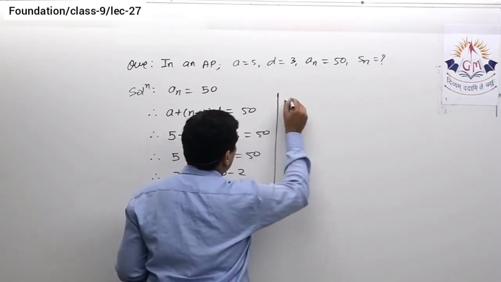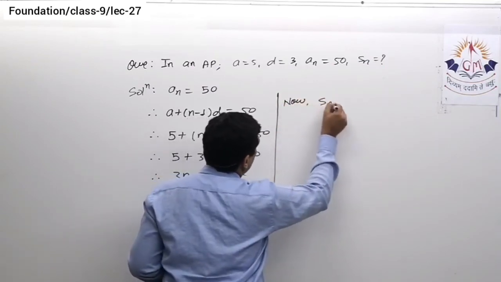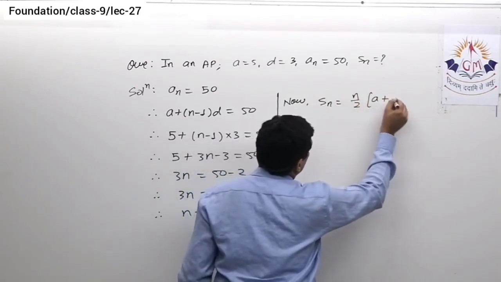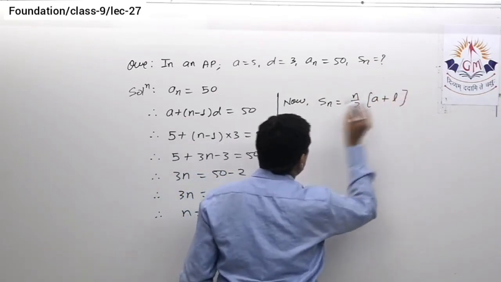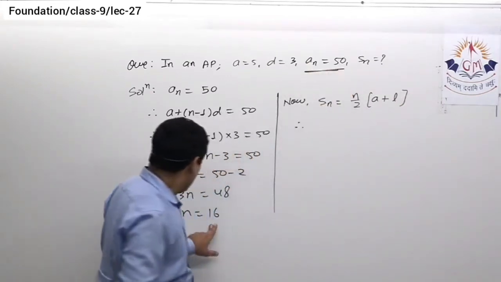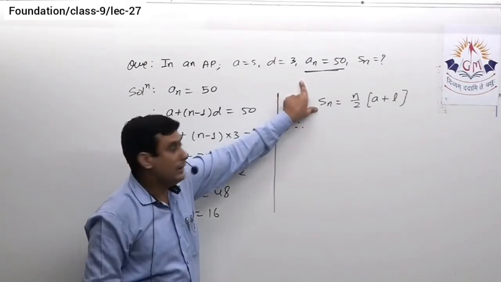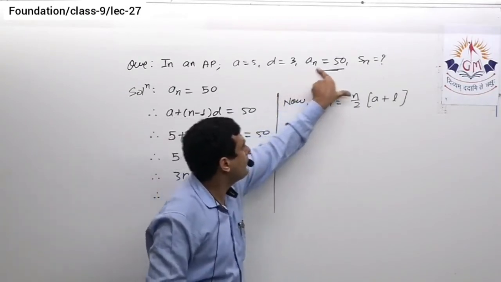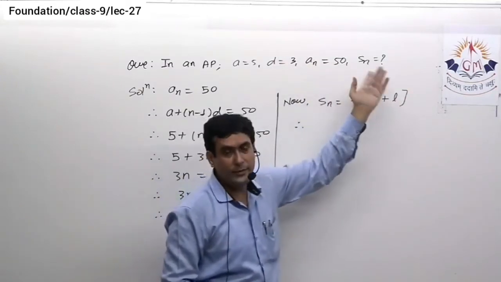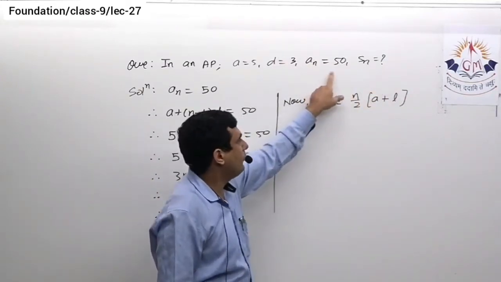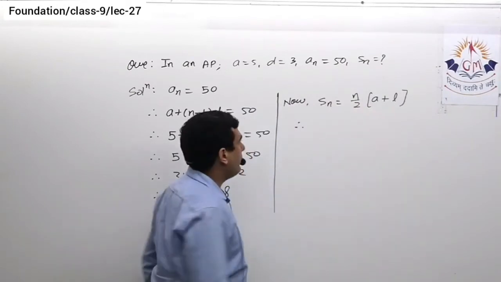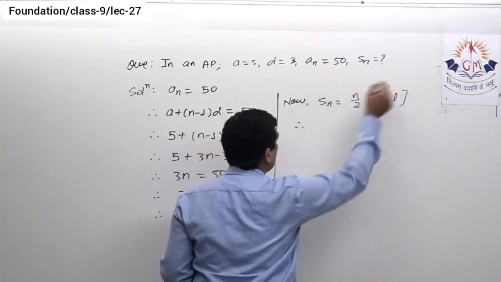Okay, so now Sn is equal to n by 2 into a plus l, because an is the last term, as the 16th term is 50 and we have to find the sum of 16 terms. No doubt it may have 20 terms or 24 terms, but we have to find the sum of the first 60 terms. So the 60th term will be the last term and whose value is given.